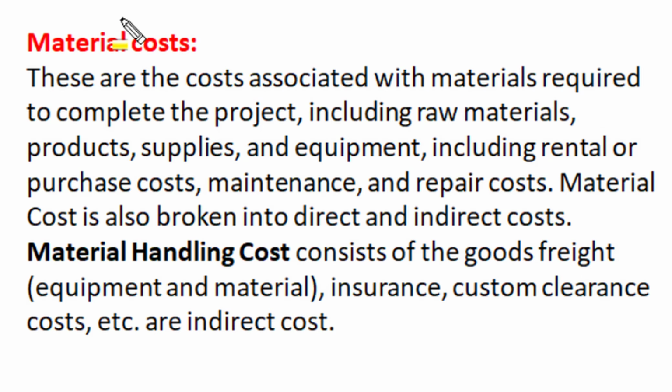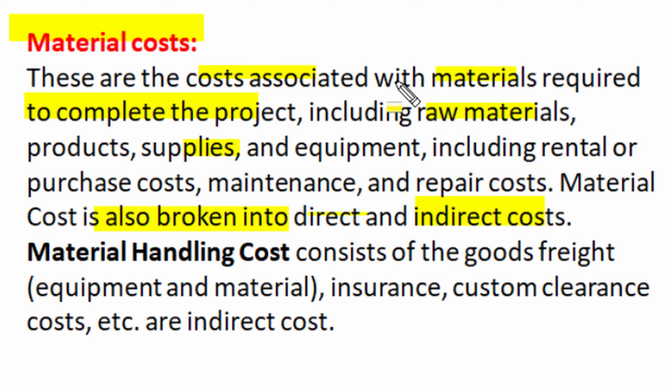Along with labor, another key component of project cost is material cost. These material costs are costs associated with all the material which is required to complete the project, including all raw materials, products, supplies, and equipment, including rental or purchase cost, maintenance or repair cost, which are called material cost. Now, like labor cost, material cost is also broken into direct material cost and indirect material cost.